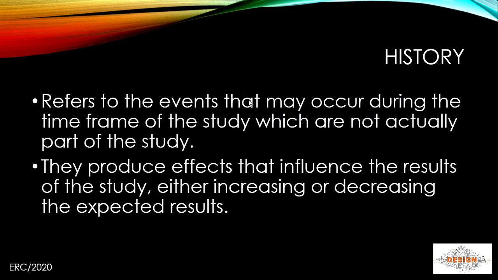Okay, moving on. History. This refers to the events that may occur during the time frame of the study which are not actually part of the study. They produce effects that influence the results of the study, either increasing or decreasing the expected result. Sometimes there are events in the life of the research project but which are not part of the project that can increase or decrease the expected project outcome. These events are not expected, they just happened and they produce effects that can invalidate the study result.